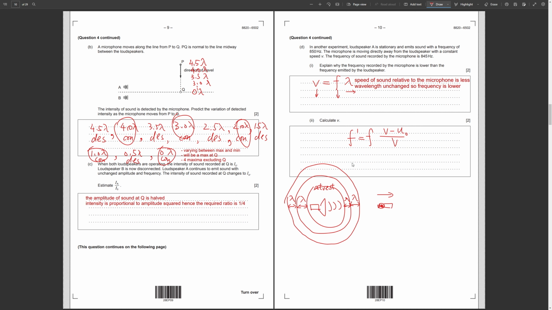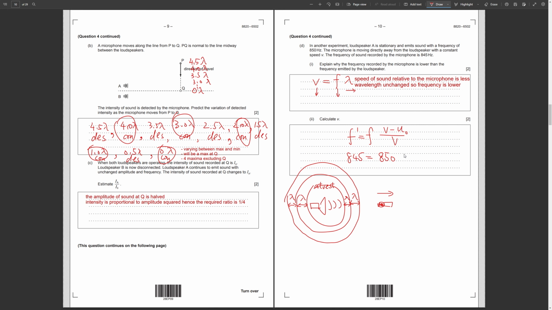Here we have the apparent frequency being 845, the original emitted frequency is 850, the speed of the wave is 340, but the speed of the microphone, V, is the unknown. So you can rearrange the equation and get the final answer as 2.00 meters per second. This is the speed of your microphone.